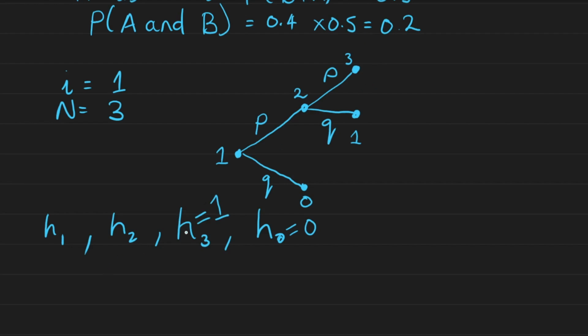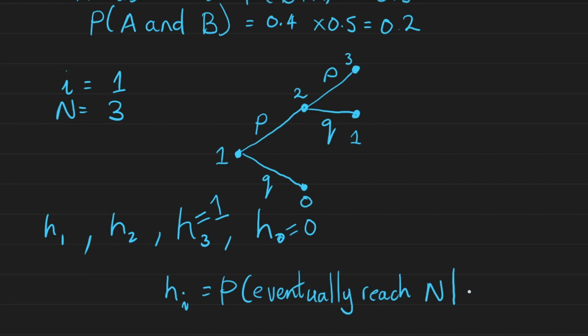Remember that H, let's write it like this, HI represents the probability of eventually reaching N, given that you have started with I. So that's very important to understand.